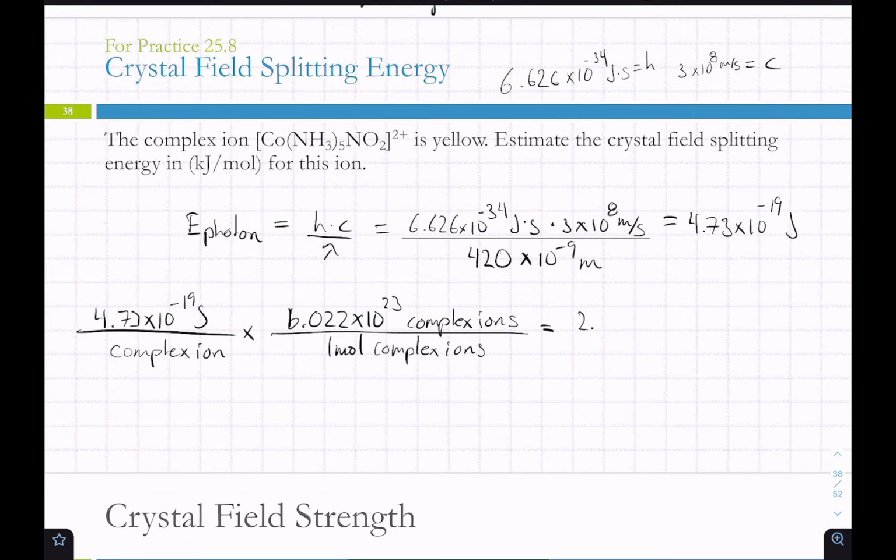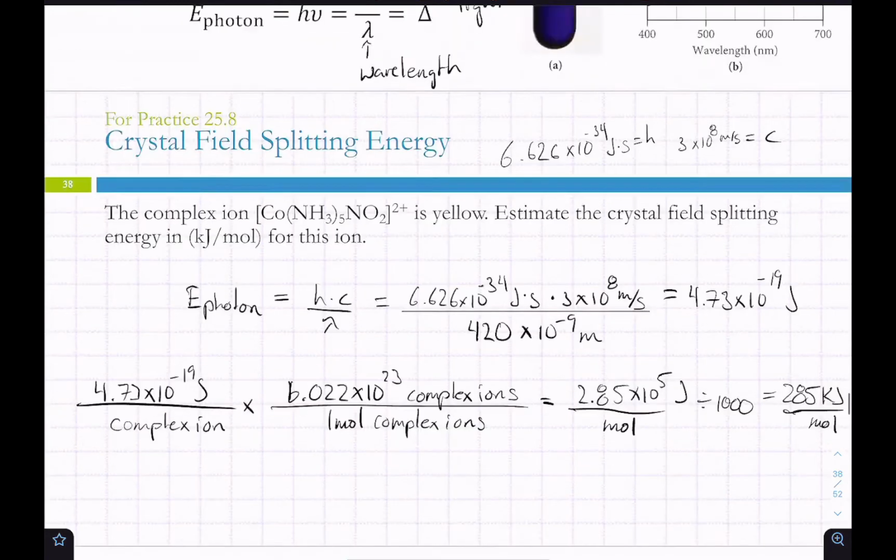So we're almost there. That's 2.85 times 10 to the 5 joules per mole. If we just divide by 1,000, it'll be 285 kilojoules per mole. It's actually a lot of energy. But that's getting a lot of ions to all make the exact same transition.